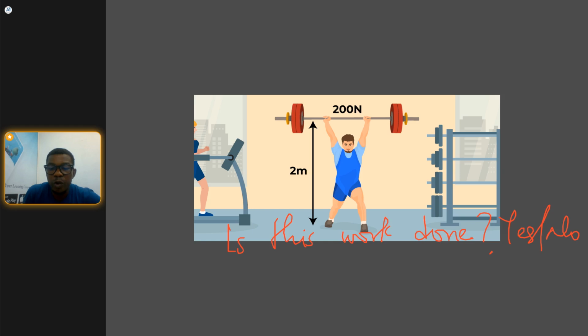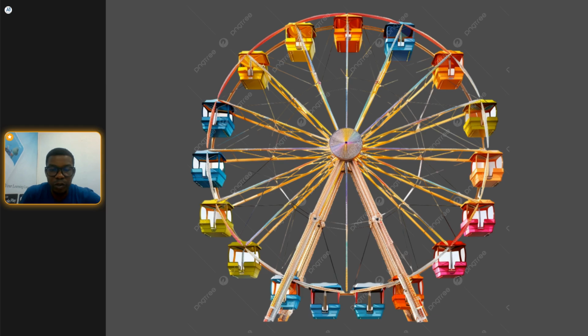Now, I want to give us one which is very tricky. One of the pictures is very tricky. Yes, this picture. I want you to tell me whether it is work done or not. I believe you all know this. This is a Ferris wheel. It is found in amusement parks and it rotates like this. So this Ferris wheel, can we say the motion it performs is said to be work done?